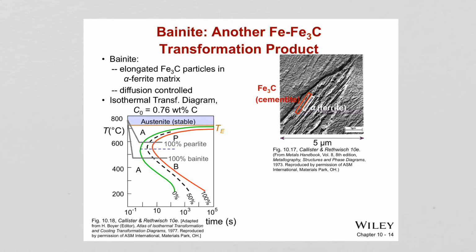If you look under the microscope, as given to us here, bainite forms as needles or plates, and this type of structure gives more hardness to the material. You can see that alpha ferrite is in the background, and within the alpha ferrite matrix we have needle-like cementite. So the microstructure is different when it comes to bainite. The bainite structure is given as elongated cementite particles in an alpha ferrite matrix.